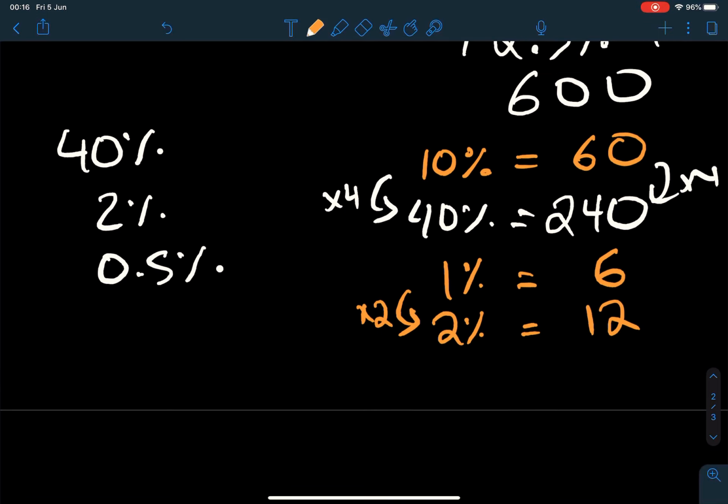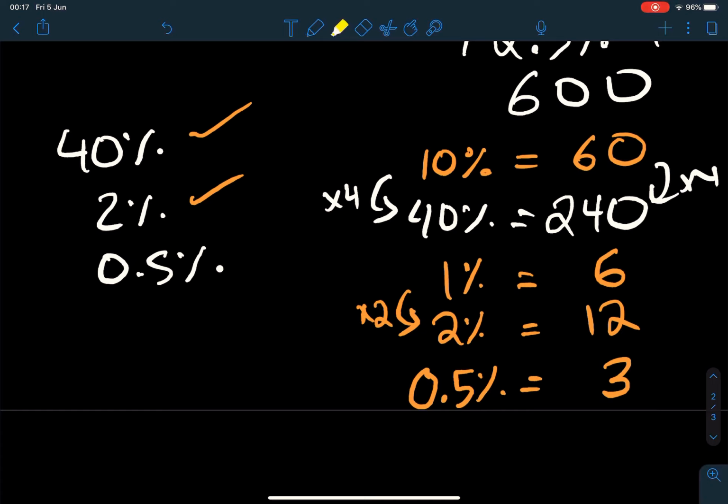Now finally, I've got 40%, I've got 2%, what have I got left? 0.5%. Now how can I work out 0.5%? Luckily, I've got 1%. Why is that lucky? Because now all I need to do is, if I half 1, I get 0.5. So half of 1% is 0.5%. Therefore half of 6 would be the same as 0.5%. Half of 6 is 3. So I've used 1% to work out 0.5%.